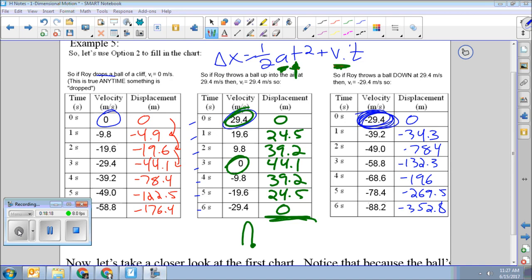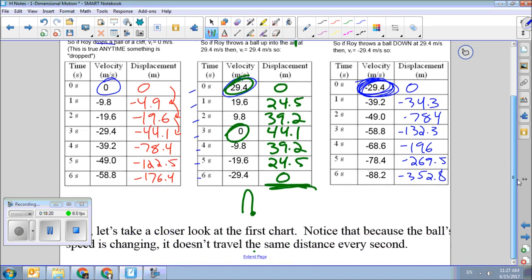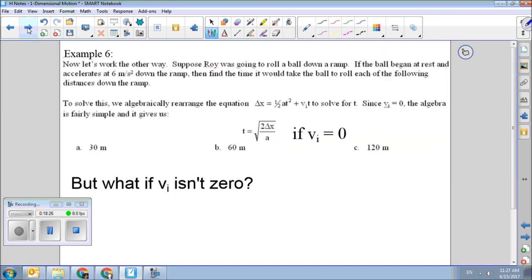All right. We are nearing completion here. So sometimes you have to find the time. Okay. So this one says, suppose Roy was going to roll a ball down a ramp. If the ball began at rest and accelerates at 6 meters per second squared down the ramp, then find the time it would take the ball to roll each of the following distances.